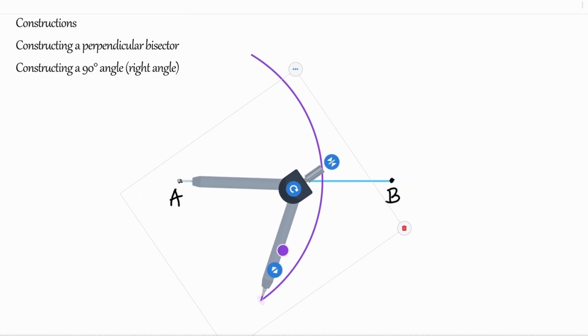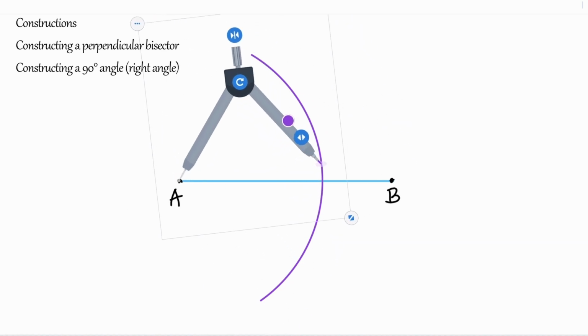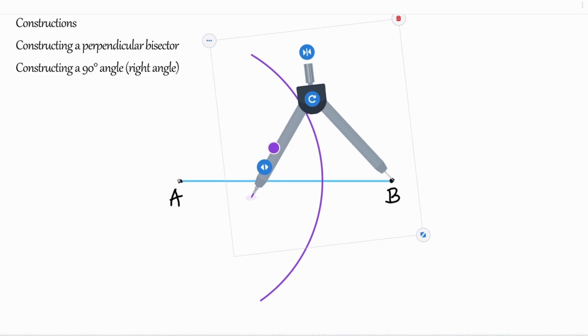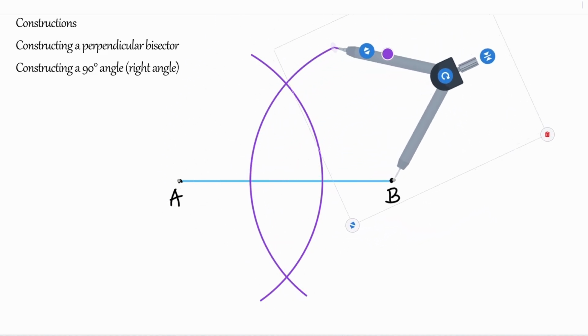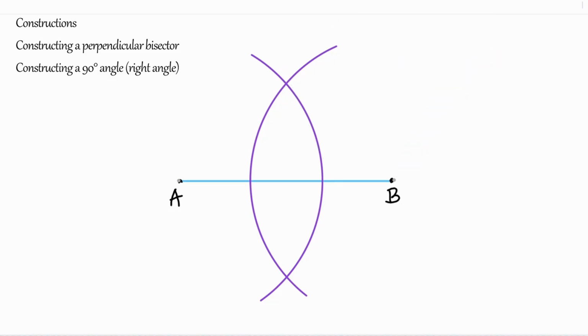We are now going to put our compass at point B without changing the width of the compass, and we're going to do a similar arc from point B, going all the way from the top to the bottom. As we can see, both our arcs intersect at the top and the bottom, so we are now going to use a ruler to draw a line which goes through both of these points of intersection.